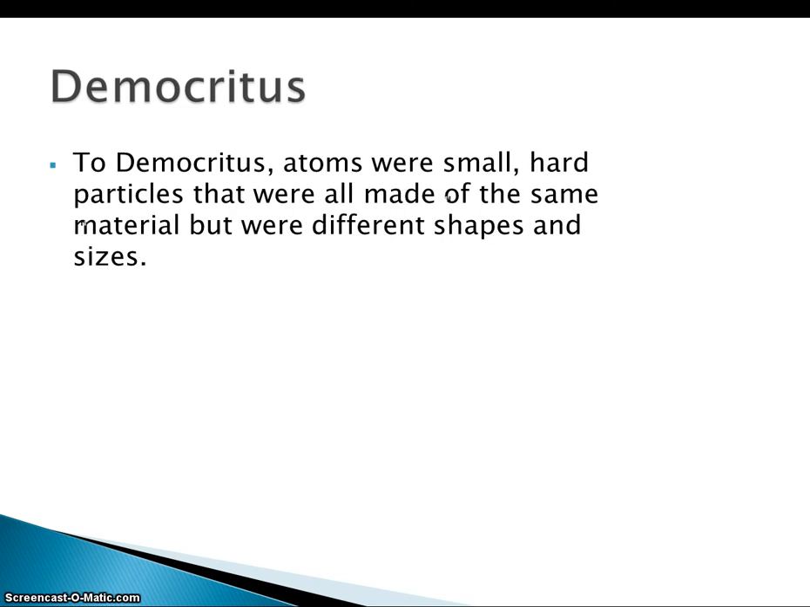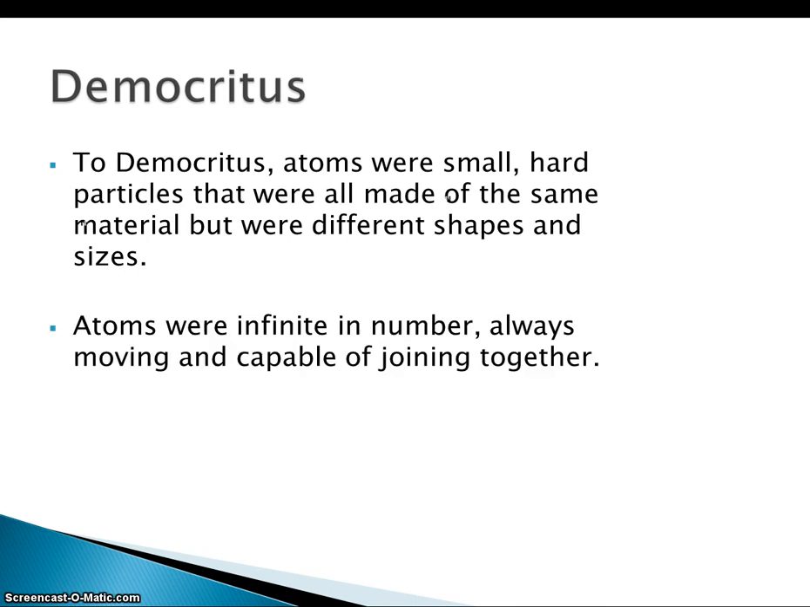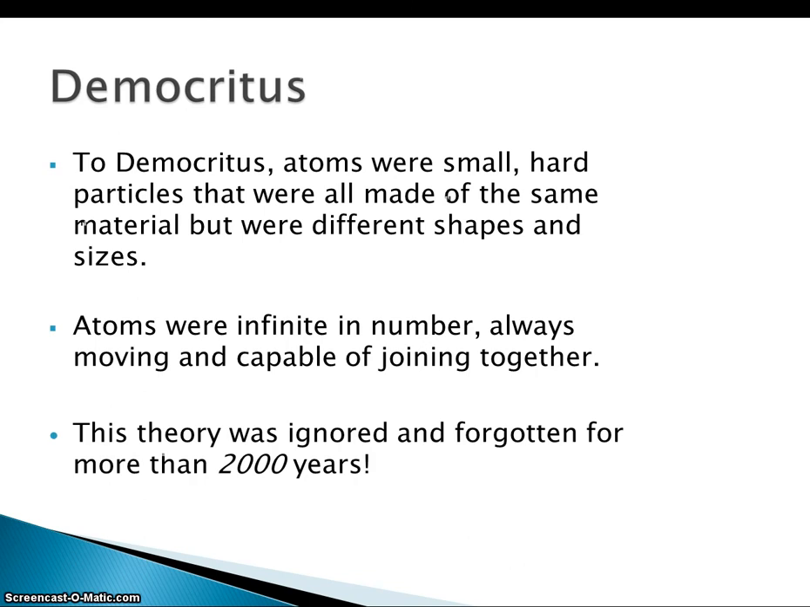To Democritus, atoms were small, hard particles, and they were all made of the same material, but were different shapes and sizes. He said the atoms were infinite in number, always moving, and capable of joining together. And this theory was ignored and forgotten for more than 2,000 years. So he was indeed pretty accurate, especially for the time, saying that you could get to the smallest piece of matter. You could get to this thing that you couldn't cut, called atomus, which we know of today as atoms.